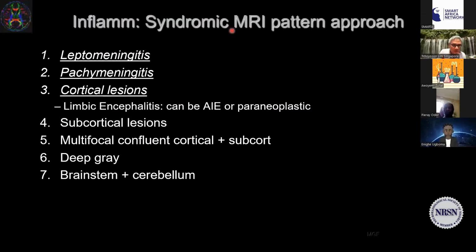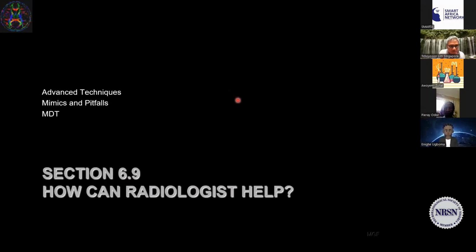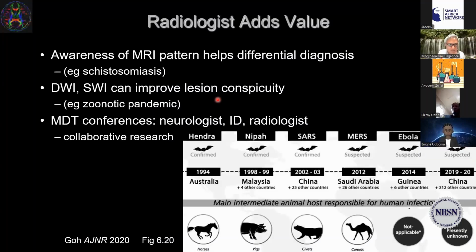So the syndromic MRI approach to inflammatory diseases: lepto, pachy, cortical. As you can see, these are also features that can be found in infection. So that's why infection and inflammation are typically studied together. So all this, especially the inflammatory conditions, is very, very confusing. How can a radiologist help? Well, we need to understand the mimics and pitfalls. We need to know that inflammatory conditions exist. We can try advanced imaging techniques, and we perform well in multidisciplinary team meetings.